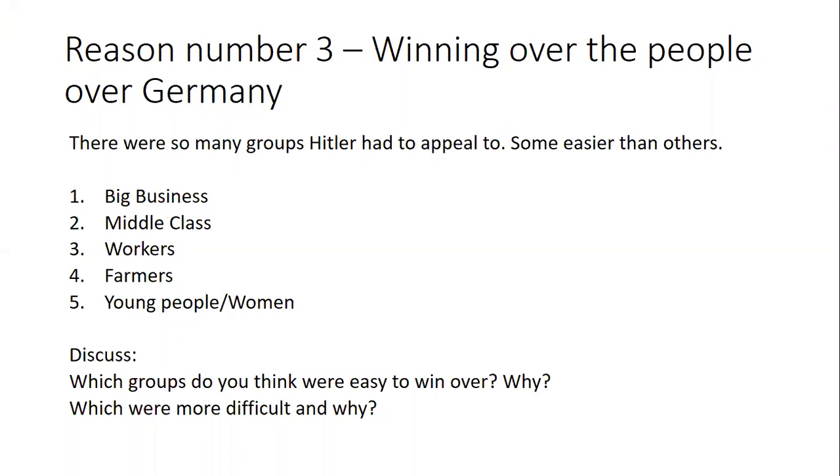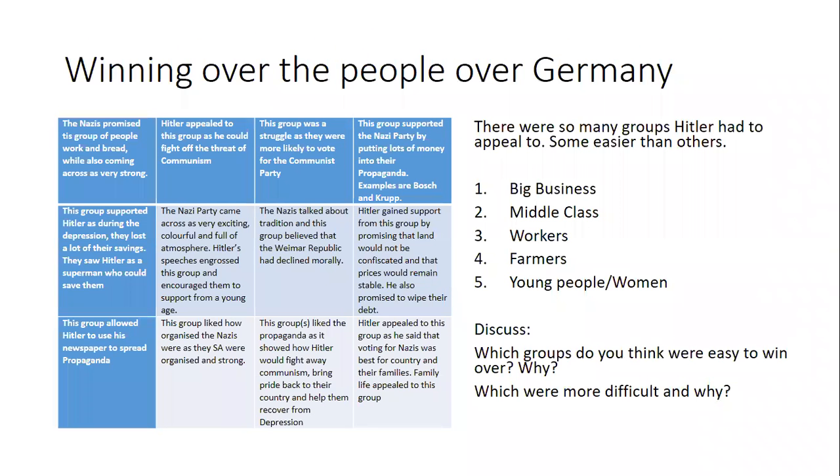And the third really important reason is, how did the Nazis win over the people of Germany? There were so many different groups that were unhappy because of the Wall Street crash. Farmers were in debt, workers didn't have a job, middle class lost their savings, big businesses' production had dropped by 40%, young people had no real future, and likewise with women, it was a very difficult time. So what you need to do is write those 5 groups down and apply this evidence to these groups.